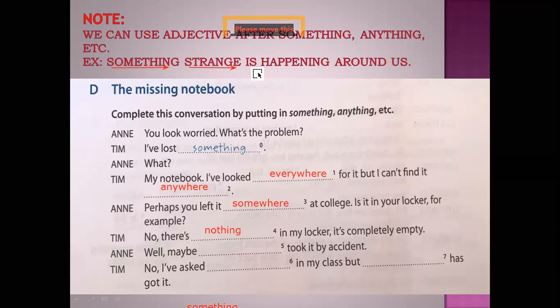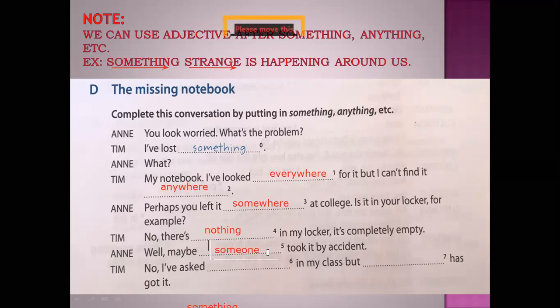What do you think? Maybe by accident. Sometimes it happens in the classroom. Remember, I gave you the workbook, and someone. So that means, well, maybe someone took it by accident. Does it work, Hashem? Yes. Do you agree, Mariam? Good. Yes. So maybe someone took it by accident.